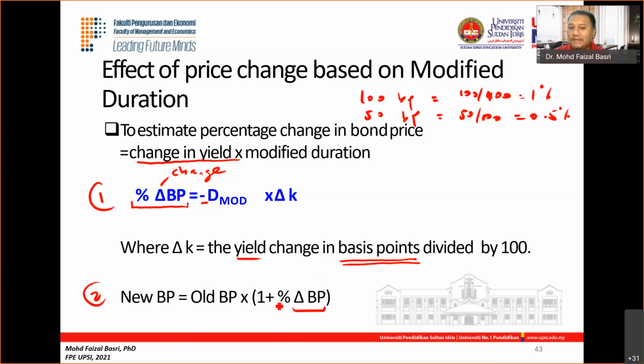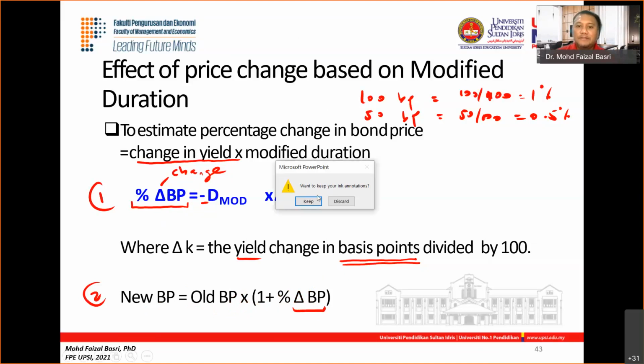If you get a negative, 1 plus a negative is minus, right? So 1 minus whatever the rate, you're going to get 0 point something, less than 1. When it's less than 1, it will reduce the old bond price. But if it's more than 1, it will increase the bond price. This is how we find the new bond price: old bond price multiplied by the change.